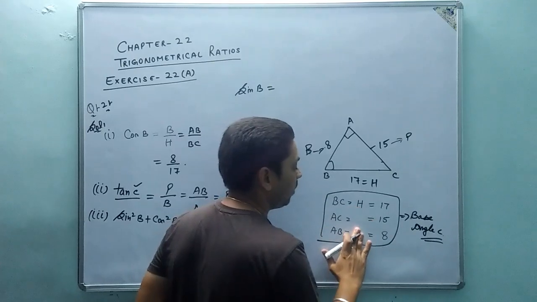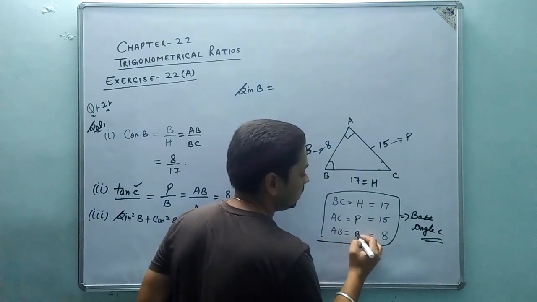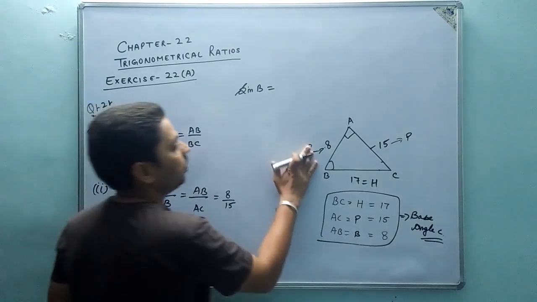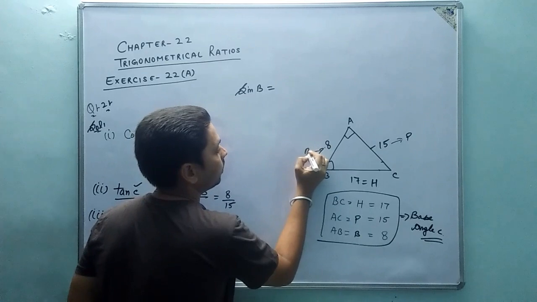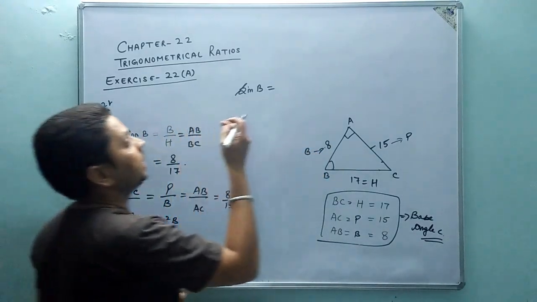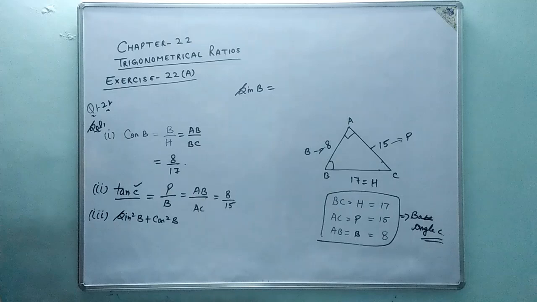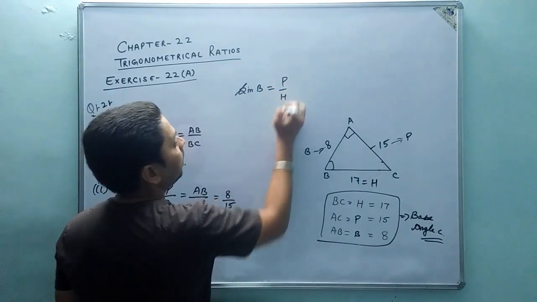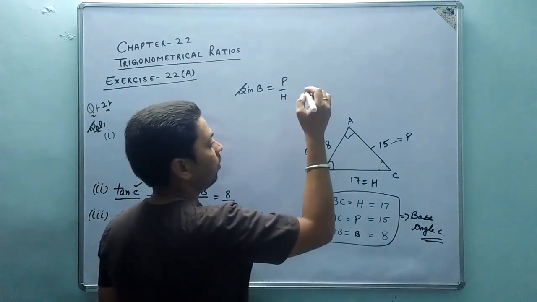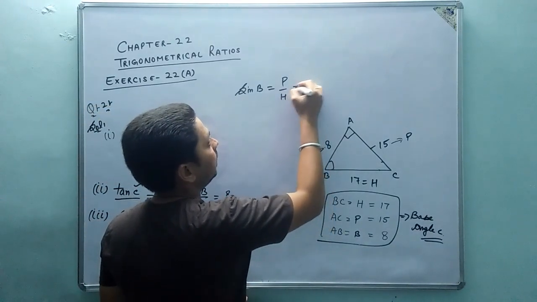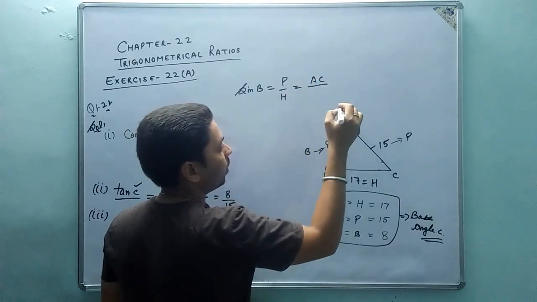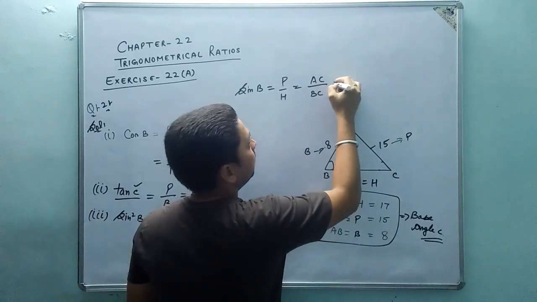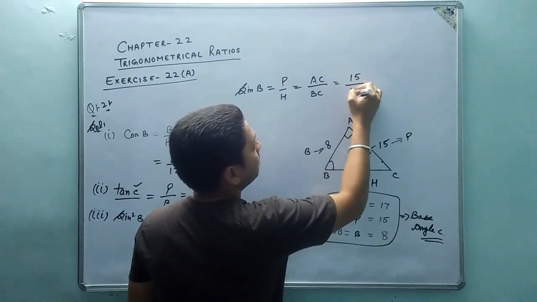Now again base and perpendicular will change. AB is the base and AC is the perpendicular. Now what is sine? Sine is perpendicular upon hypotenuse. Sine B is perpendicular upon hypotenuse. The perpendicular now is AC, over hypotenuse BC. AC upon BC will give you 15 upon 17.